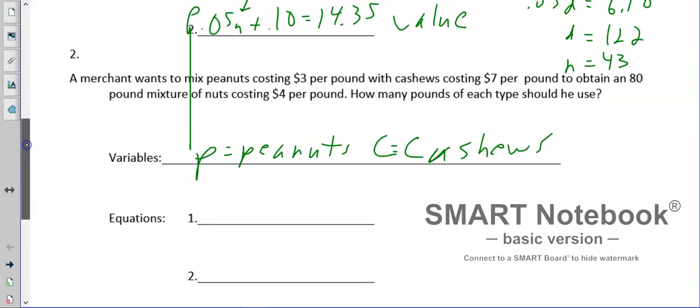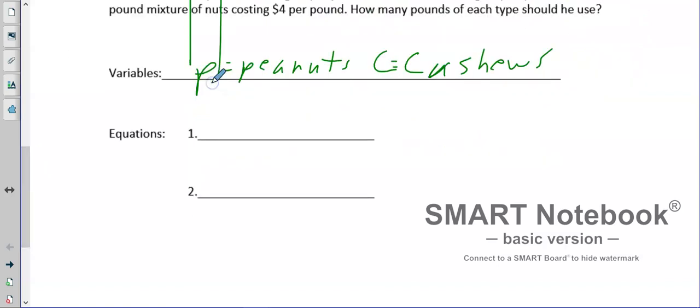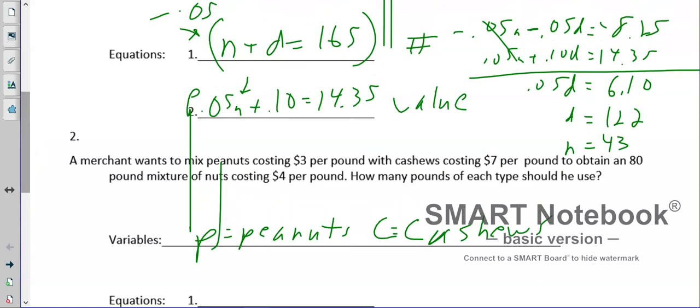Okay. Now, very important here. The peanuts cost $3 a pound. The cashews cost $7 a pound. I want an 80-pound mixture costing $4 per pound. How many should I use of each?